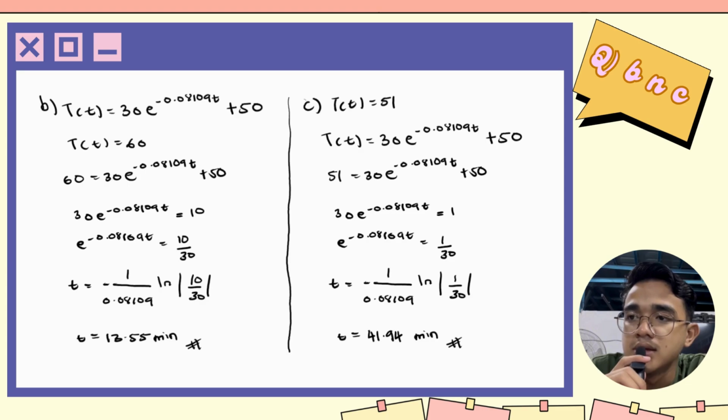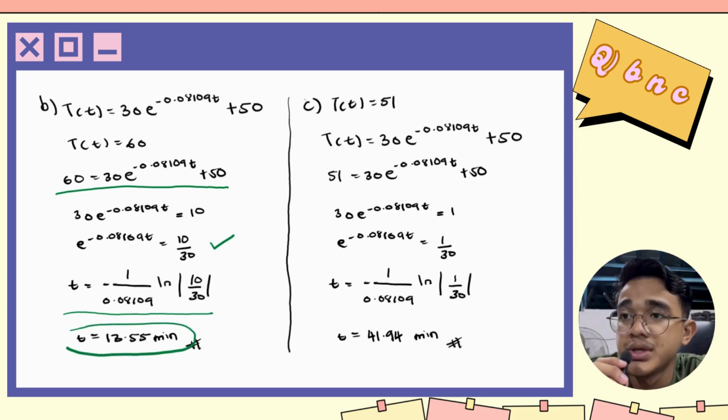Okay, so for question B, T equals 60. Then 60 equals 30 e to the power of negative 0.08109t plus 50. So e to the power of negative 0.08109t equals 10 over 30. So we move e to the other side. So t equals negative 1 over 0.08109 ln(10/30). So the value of t is 13.55 minutes.